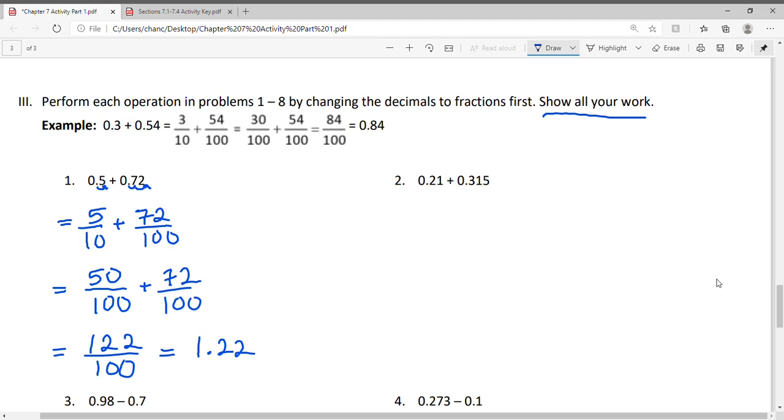Now, why do we spend all of this work converting from decimals to fractions and then back to decimals? Well, you're going to be teaching students the relationship between decimals and fractions.